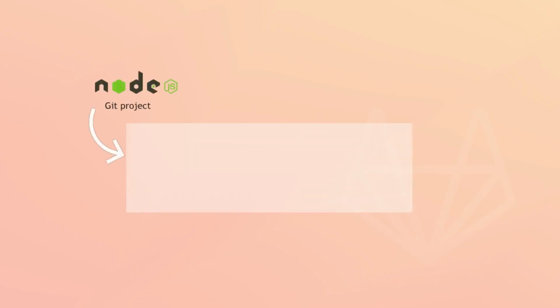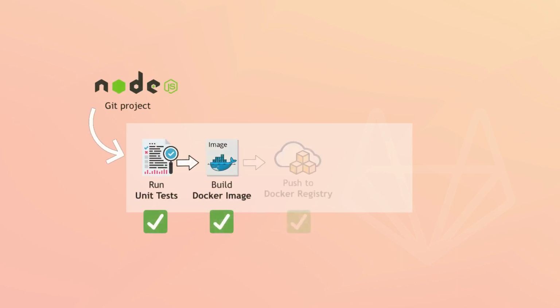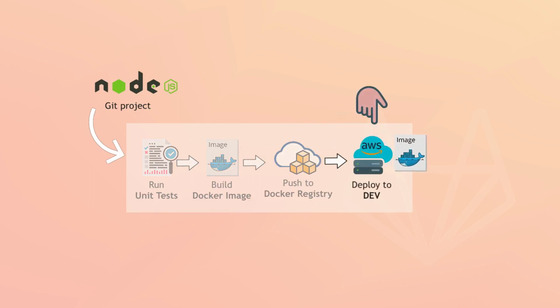At this point, we have a pipeline that runs unit tests. It builds an image and pushes that image to GitLab's Docker repository. And once we have that image available in the Docker registry, we can actually deploy it to a development server. So that's what we're going to do in this video.